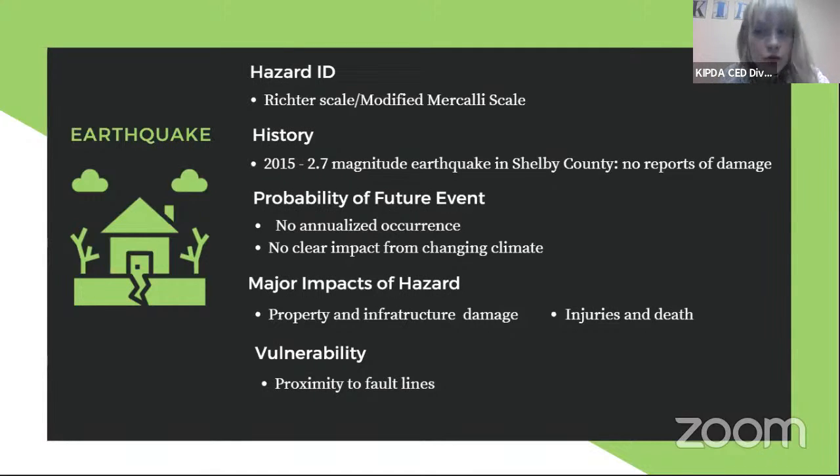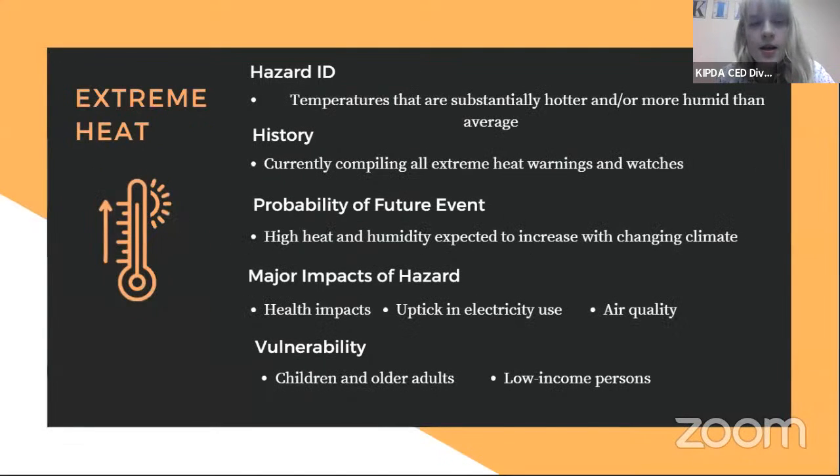The probability of a future occurrence, we don't have any annualized occurrence data for earthquakes, and there's no clear impact from a changing climate or how climate change will impact earthquakes. So that's pretty unclear. And then major impacts of earthquakes are property and infrastructure damage, of course, and injuries and death. And vulnerability to earthquakes is based on one's proximity to fault lines. Everyone is essentially equally vulnerable typically to earthquakes.